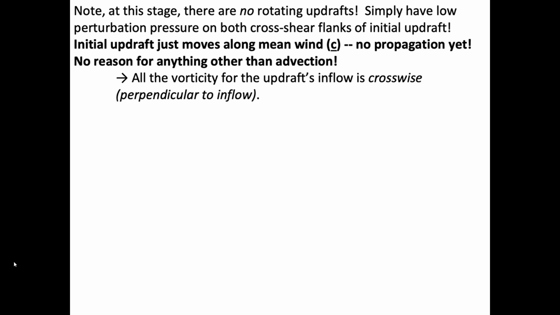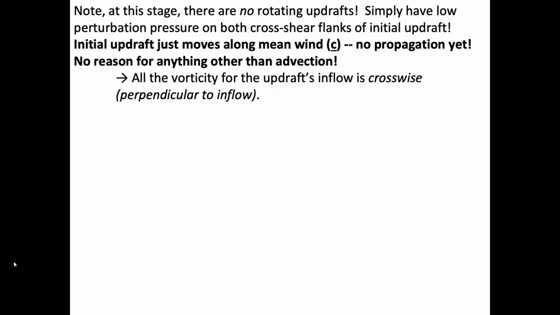So again, at this particular stage in the process, we indicated that there are no rotating updrafts. We simply have negative or low perturbation pressure on both cross shear flanks of the initial updraft, that is, one to the south or on the southern flank of that initial updraft, and that is to the right of the westerly shear vector, and then also one to the left or to the north, or flanking on the left side of that initial updraft relative to the westerly shear vector.